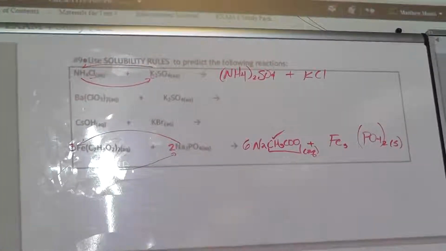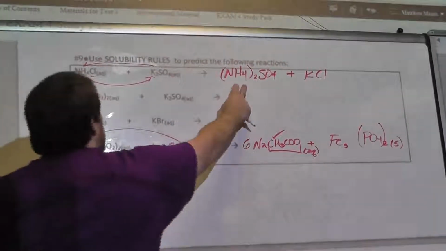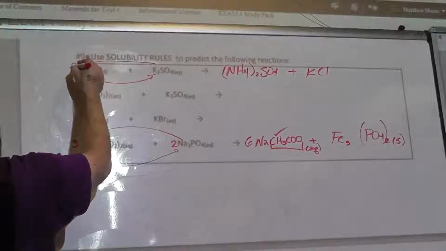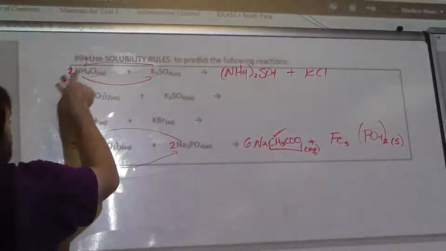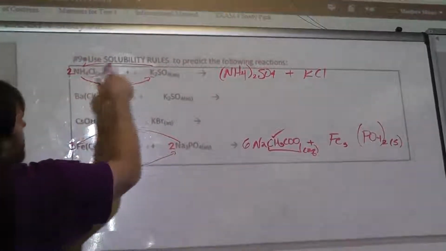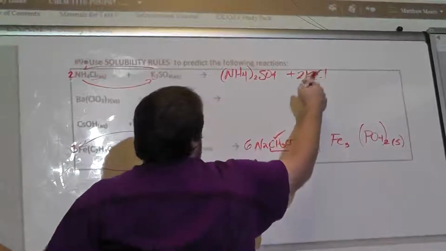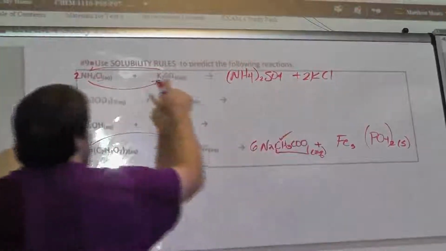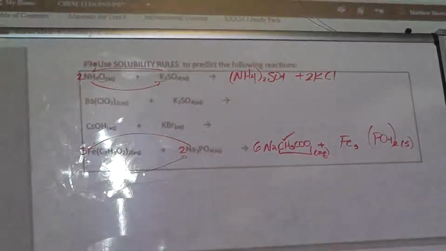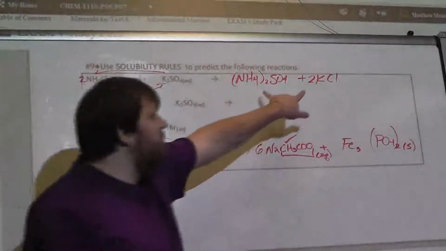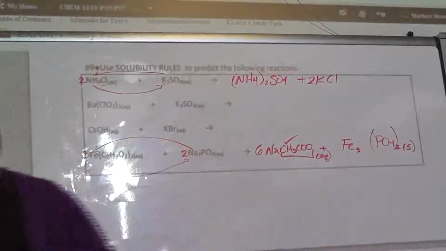Okay, now you want to balance it first. So 2 ammoniums on the right, you need 2 ammoniums on the left. So that gets you 2 ammoniums, but it also gets you 2 chlorides. So you need a 2 over here. Okay, that gets you 2 chlorides, 2 potassiums, so that's good. Now what you want to do is look at these 2 products you form and look back at your chart.